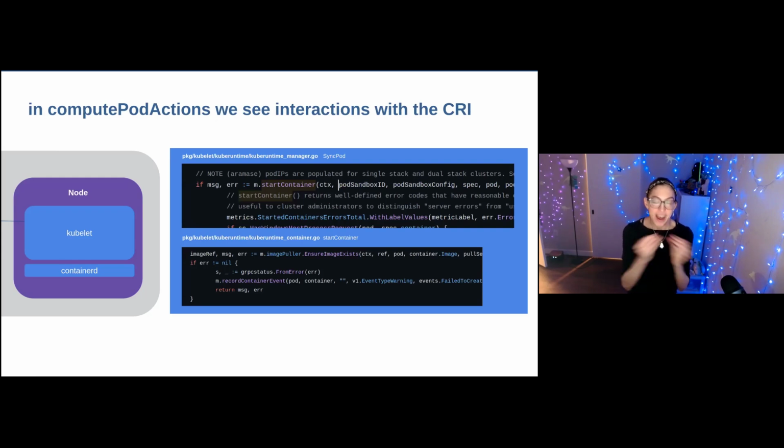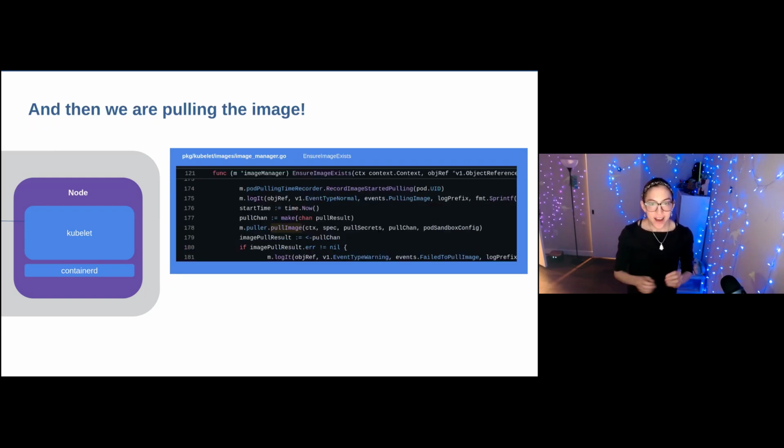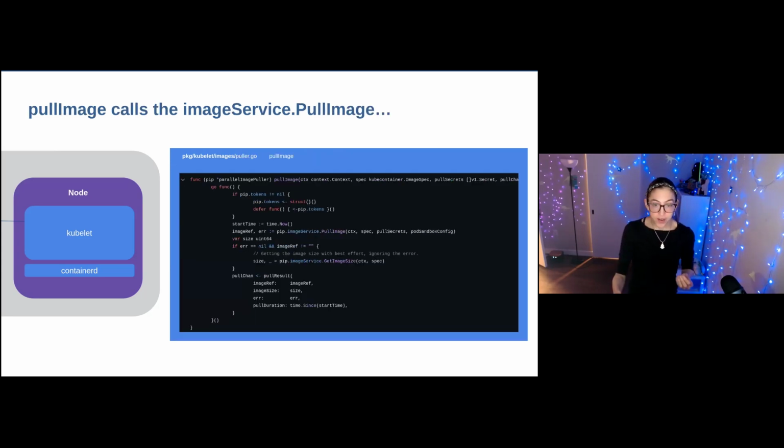That function, finally, we see interactions with the container runtime interface, or CRI. So start container, and then below it, ensure image exists. And it's when you go into this function, ensure image exists, that you finally see a call to pull an image. So this is kind of what we were looking for. We wanted to see the message received, and then we wanted to see some requests to pull the image.